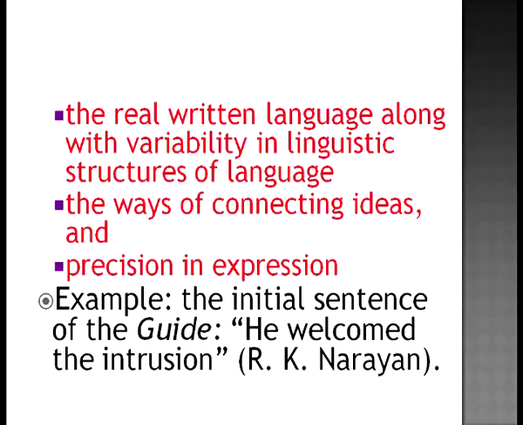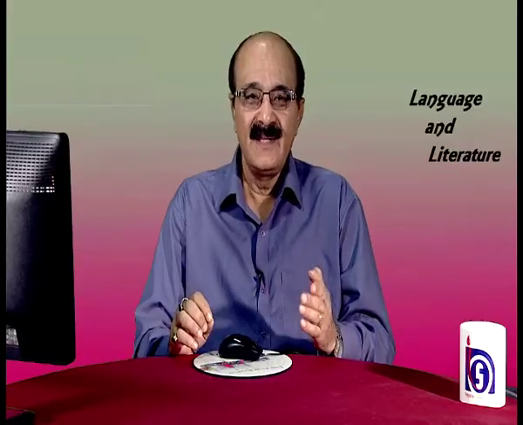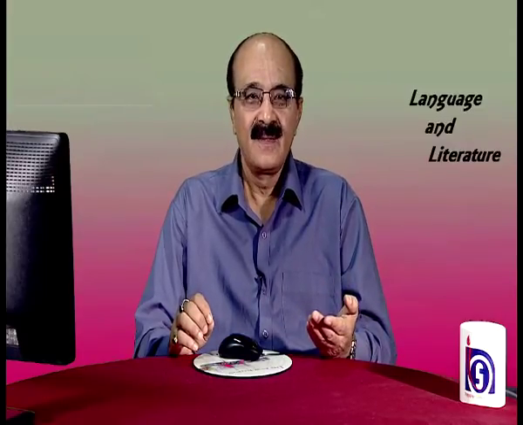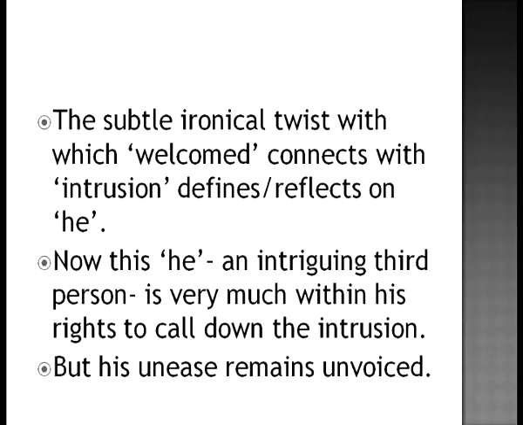Take for example, the initial sentence of The Guide, a novel by R.K. Narayan. It begins, "He welcomed the intrusion." Now mark the use of the word welcome in association with intrusion. This is the ironic use of the word, the subtle ironical twist with which welcomed connects with intrusion, defines or reflects on he. It is also important to know that the novel begins with he, a pronoun.